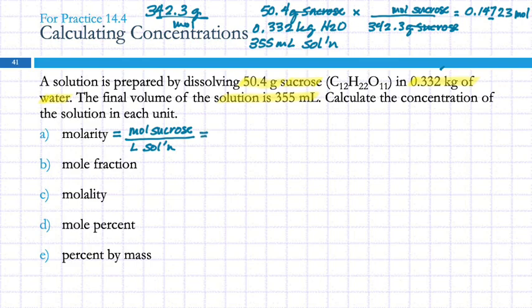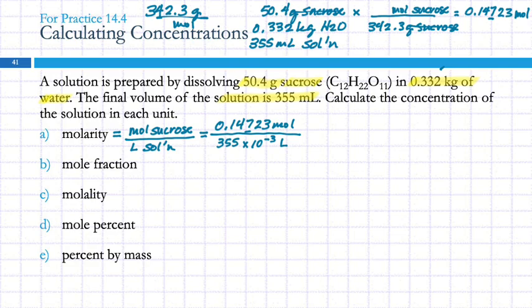So I can put this into the numerator, 0.14723 moles. And that's divided by the volume in liters. I was given milliliters. Well, we could use that little hack for converting: 355. Instead of writing milli, I'm going to write what it means, times 10 to the minus 3 liters. Or you can set up a separate calculation and do it. That's fine too. It ends up being 0.355.